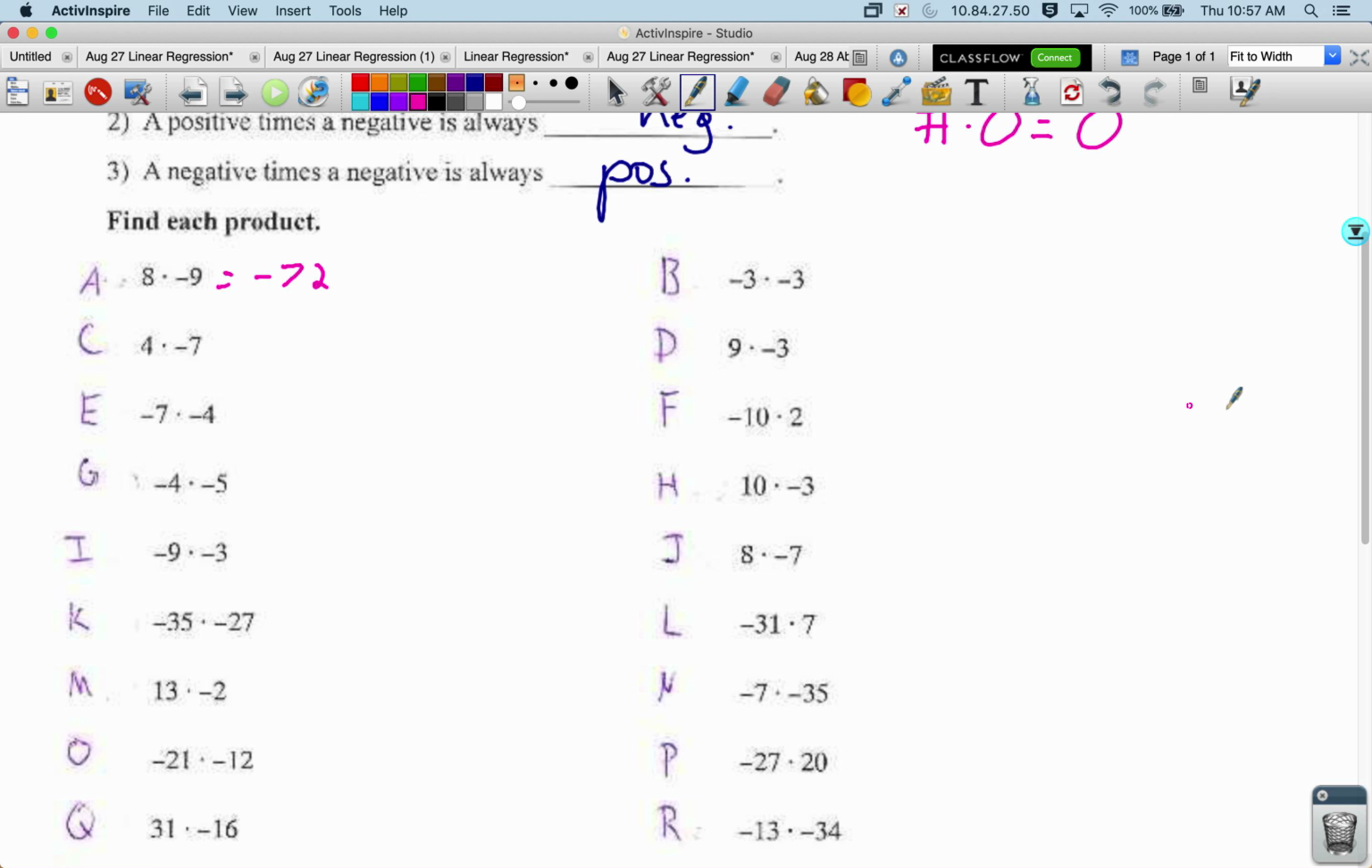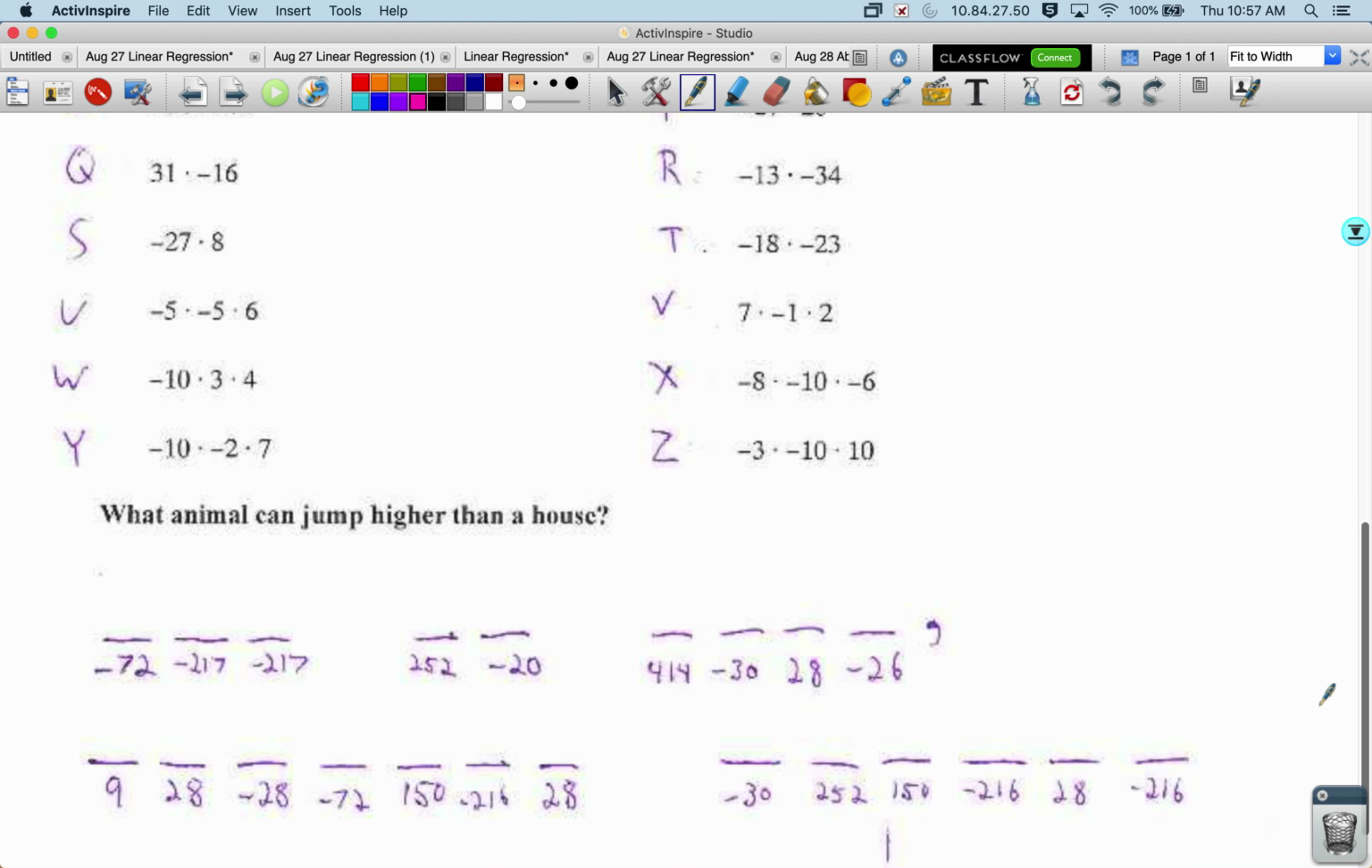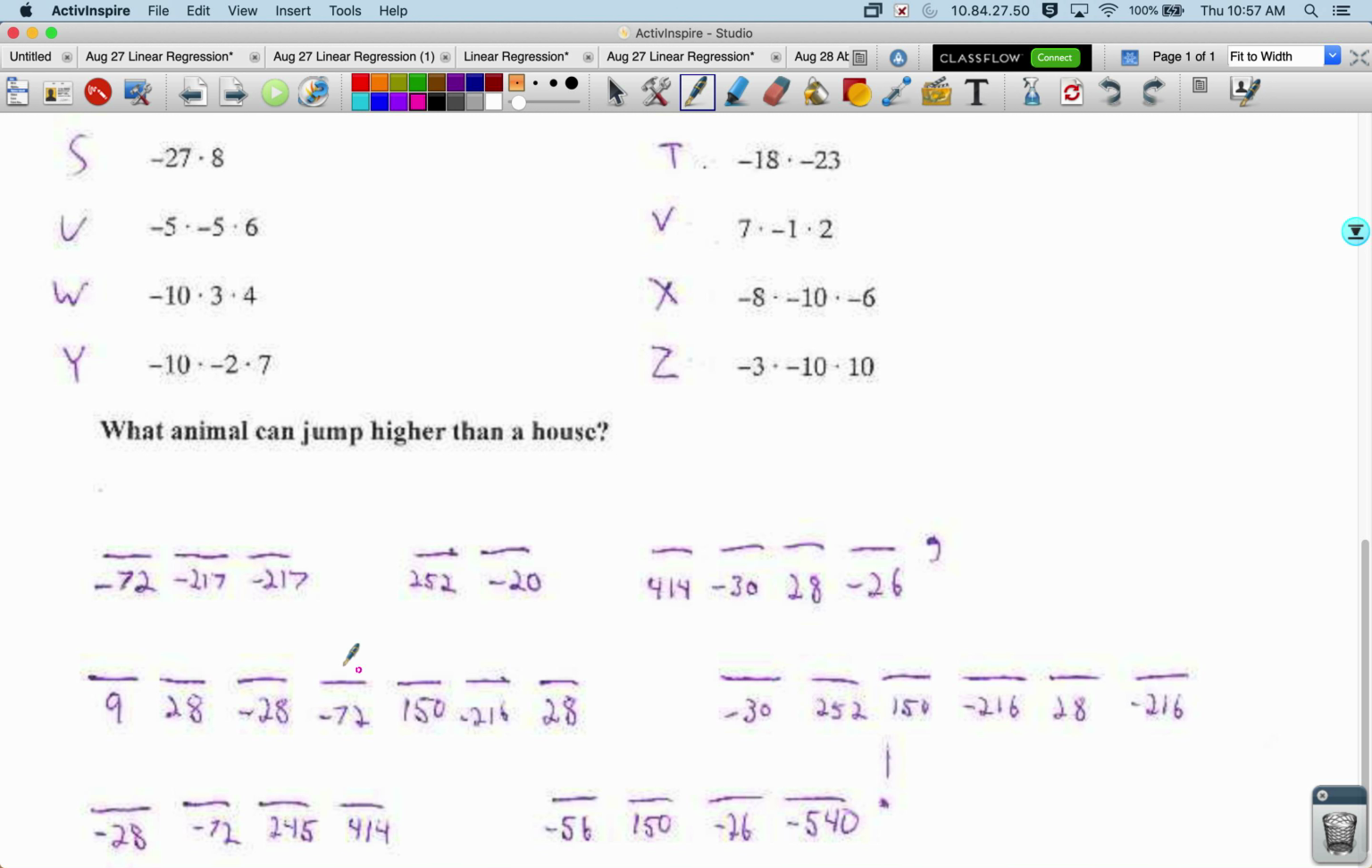8 times negative 9, well, that's a positive times a negative, so that's going to be negative 72. Let's do, well, we can now look down here and see if we have any negative 72s. We do. I'm going to put an A right there. I also have an A right there.